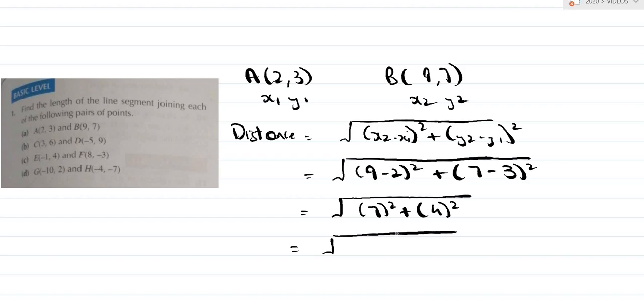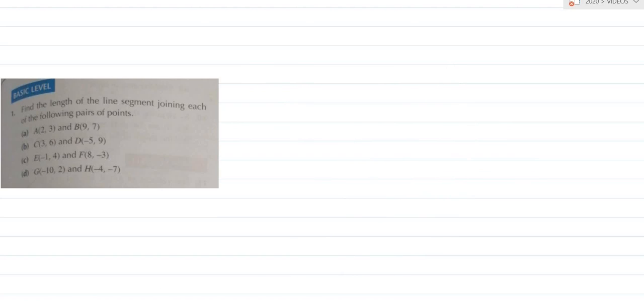Now under root, the square of 7 is 49, whereas the square of 4 is 16. Therefore you are left with under root 65. Now under root 65 is equal to 8.06 units, and hence you have found the distance. Let's move on to the second part of the question, part B.